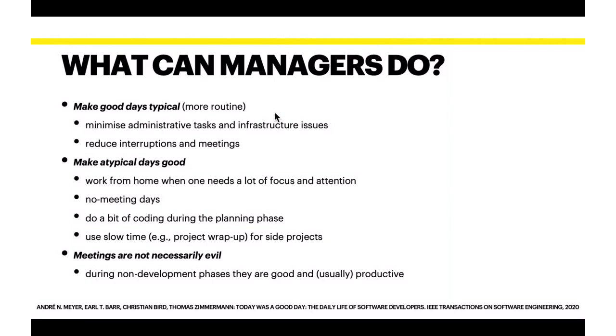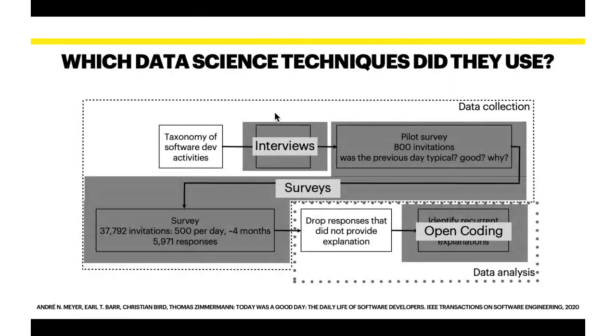So how was the study conducted from the methodological perspective? Again, we see two clear phases: data collection and data analysis. At the data collection phase, the researchers started with conducting 10 interviews. You might remember that they talked to 10 people, and then they conducted a survey. At the data analysis side, we again see the open coding, meaning analysis of free-form text, which has been provided by the survey respondents.